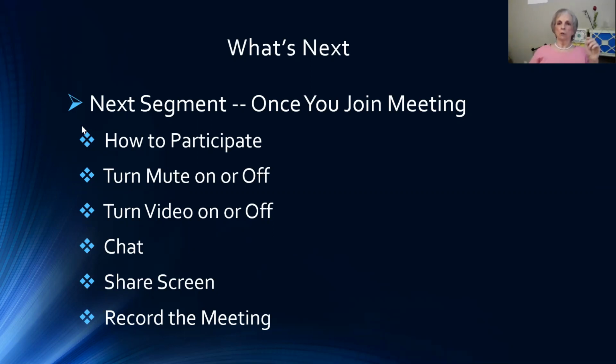So these are things I'll cover in the next segment: how to participate, how to turn your mute on and off, how to turn your video on and off, which is what I did. I just got a photo. How you can use what's called the chat. People can type in messages. So somebody can be speaking and then people are typing in messages. I'll talk about how you can share your screen, which is what I did today, and how you can record a meeting. Again, I'm recording this meeting so that you can share it, see it. So hopefully you've got the basics now, you know how to get started. And next time we'll talk about these other topics.